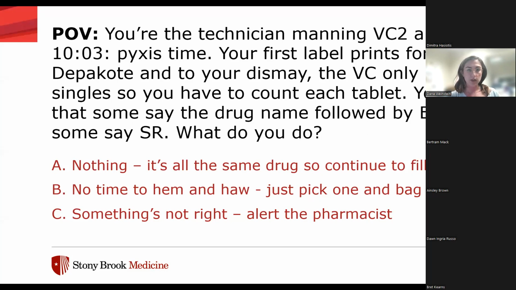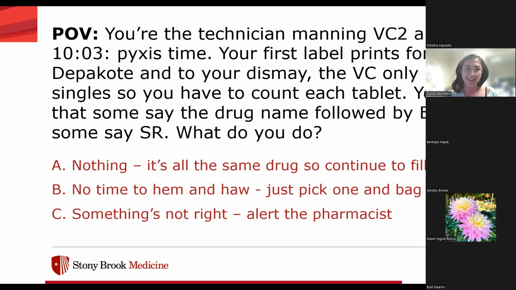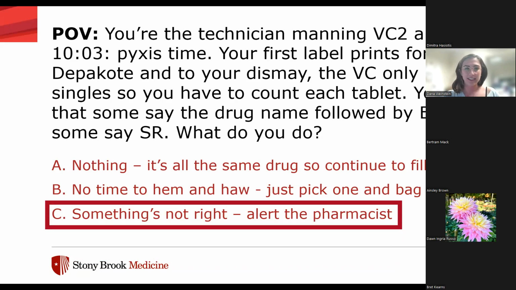You see that some say the drug name followed by ER and some say SR. So what do you do? Your options are: A, nothing, it's the same drug, so continue to fill. B, no time to hem and haw, just pick one, bag it up, move it along. Or C, something's not right, alert the pharmacist. C. Yes, so C is correct.